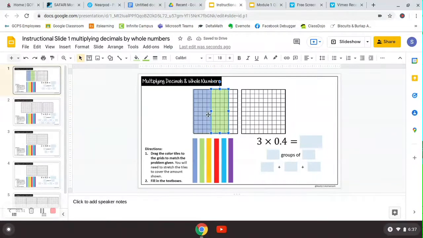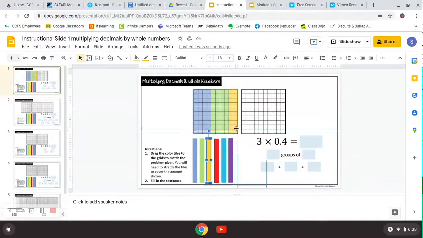Alright, now I have 2 times 4 tenths. I need 3 times 4 tenths, so I need 1 more. I'm going to bring this up and stretch it across. 1. Uh-oh, we can't go any farther. That's the end of our tenth. That's the end of our 1. We only got 2 tenths out of that one, so we're not done yet. We need to keep going into the other 100 grid.